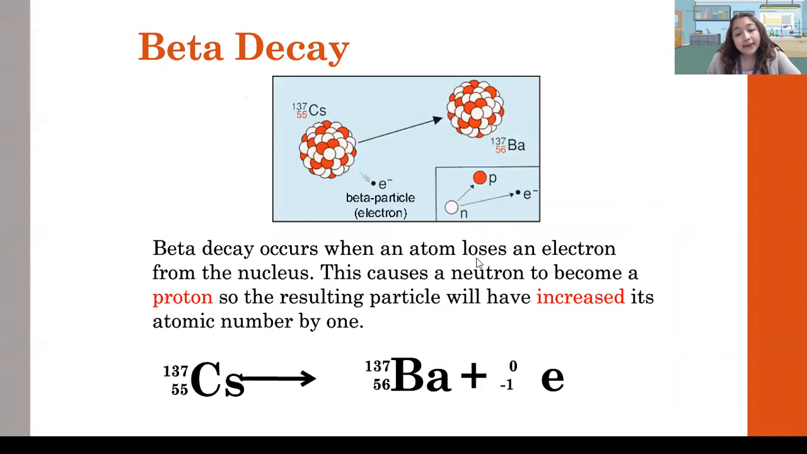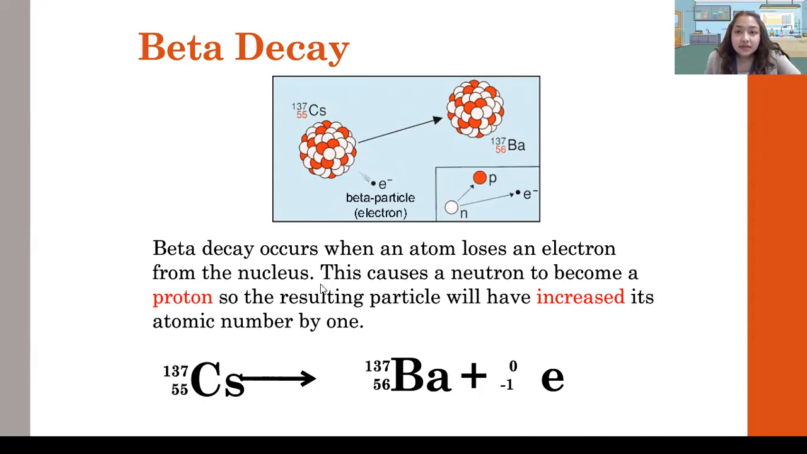So then we can talk about beta decay. Beta decay is really similar, except there's a little trick to it. When an atom undergoes beta decay, it emits an electron from the nucleus. What results from this is that a neutron becomes a proton. So instead of subtracting from the original atomic number, we're going to have to add.